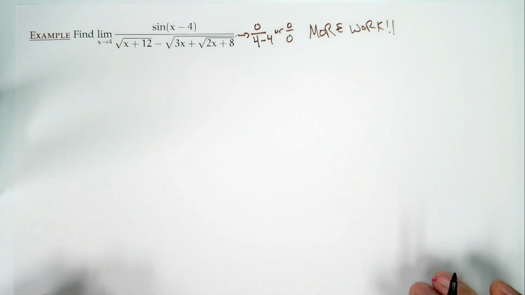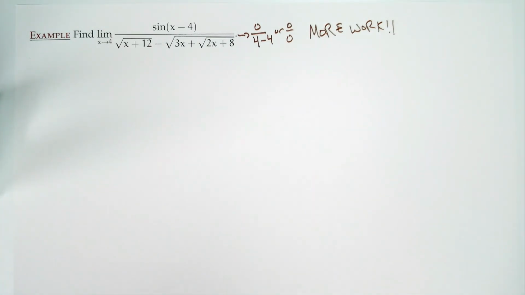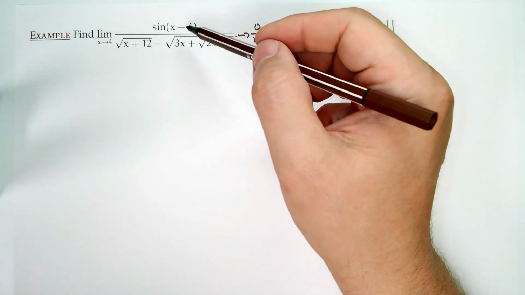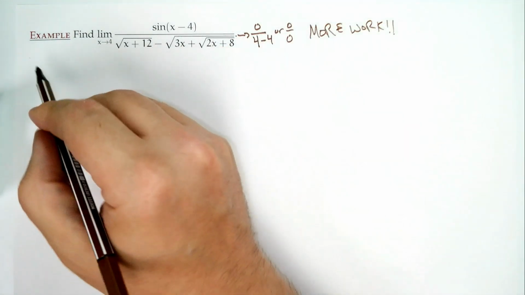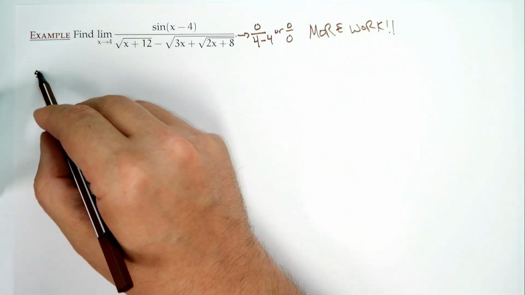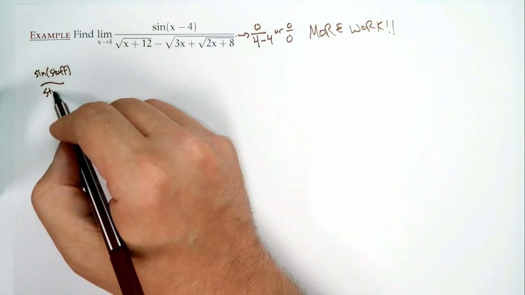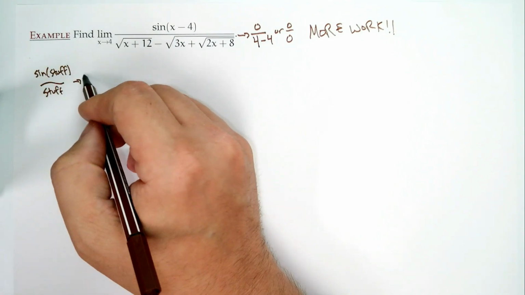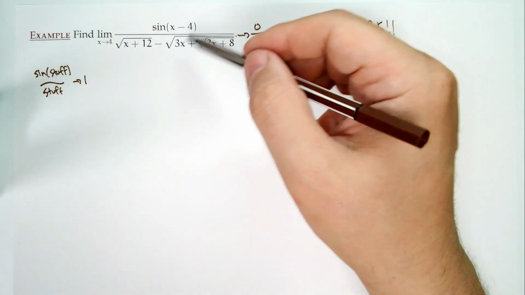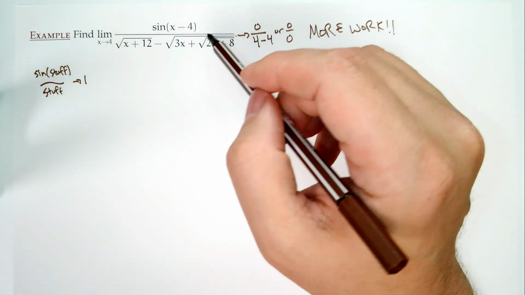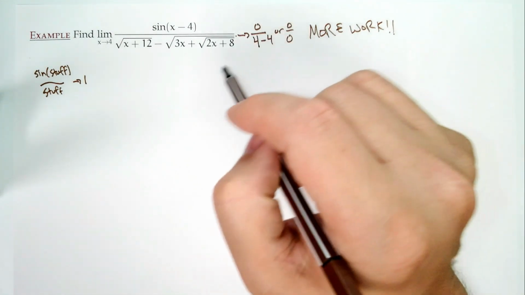We get to manipulate. Now, what are going to be our two different things to work on? Well, first off, we have to find a way to handle this sine of x minus 4. And we're going to do the same thing as we did before. We say, look, if we have sine of stuff over stuff, and the stuff goes to 0, this goes to 1. So we're going to try to find a way to get an x minus 4 over there. All right, so that's what we're on the lookout for. So that's coming down the road.